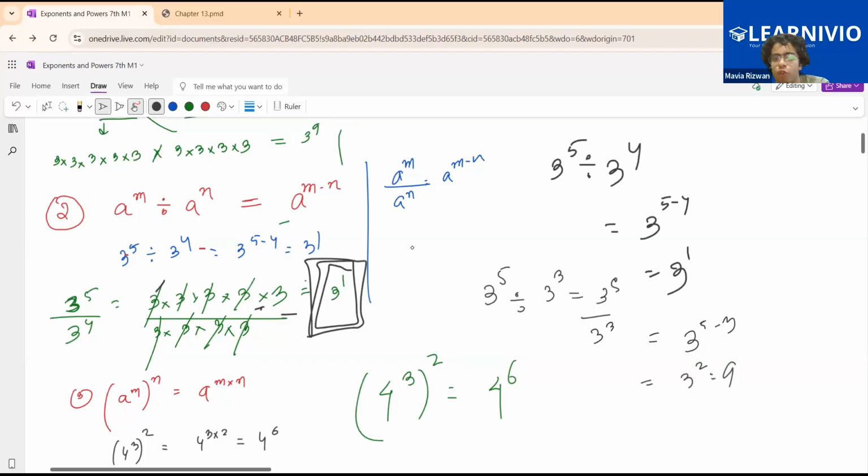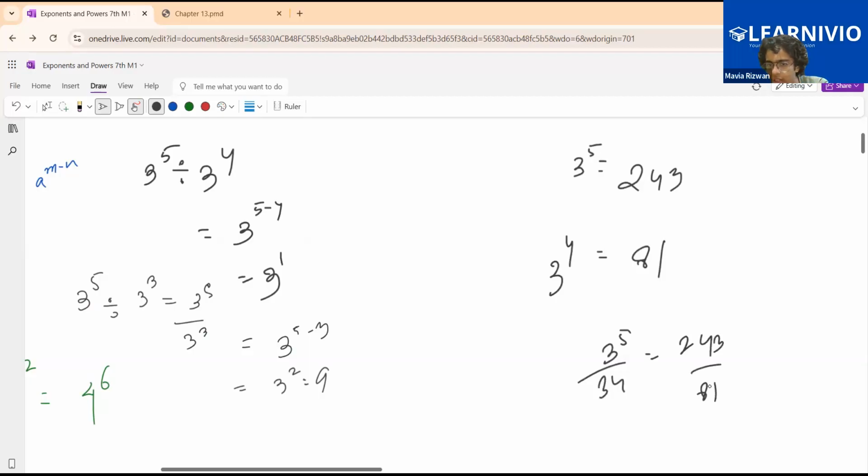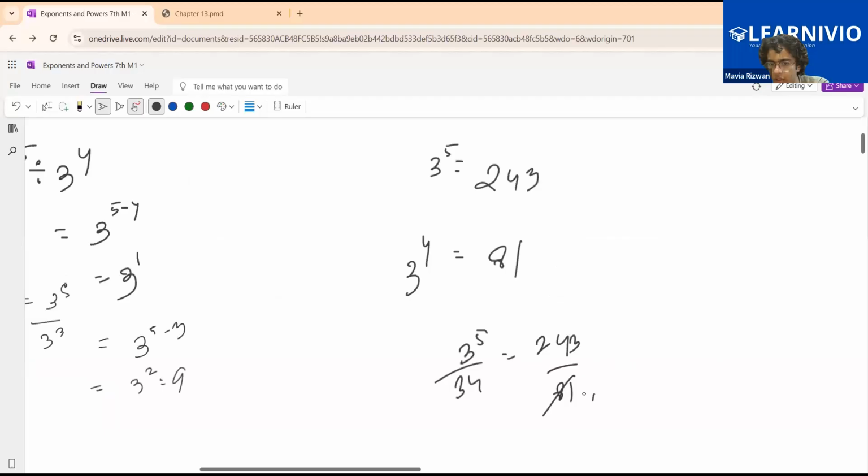And instead of doing this in full, 3 raised to the power 5 is actually equal to 243. 3 raised to the power 4 is actually equal to 81. Then if you divide 243 by 81, eventually you are going to get 3 raised to the power 1 as the answer. So that is just a trick. That is why it is known as a law. Okay, sir. Yeah, 3 raised to the power 1.